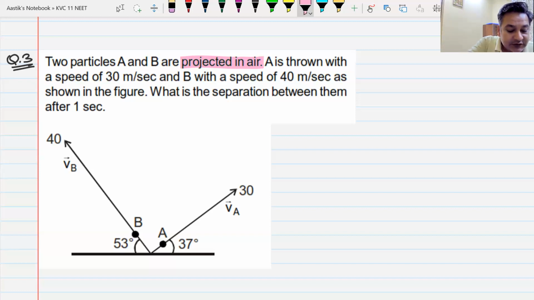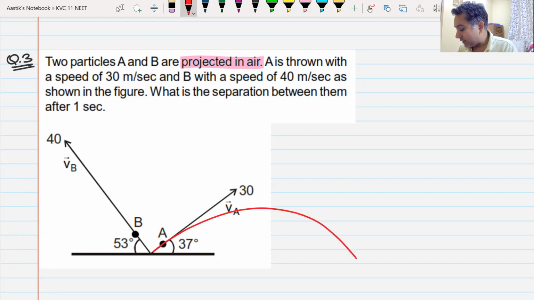This is not an easy question for NEET. I can understand this. But if you have done this, that is good. So basically, they are thrown in air. So this particle is going to go like this.